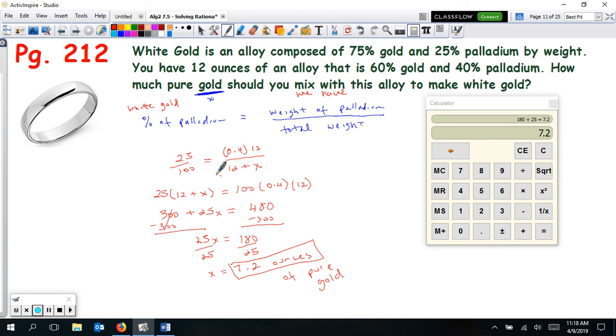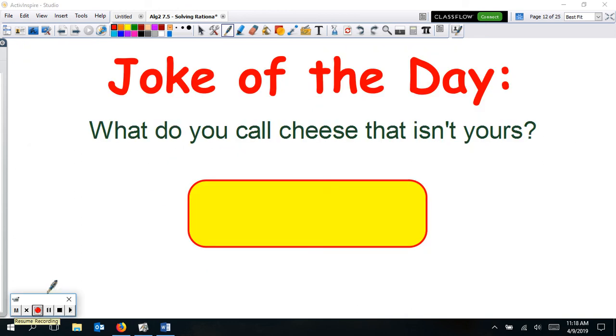All right, so let's move on to some more solving of equations. Actually, first, let's just take a quick break here for a second.